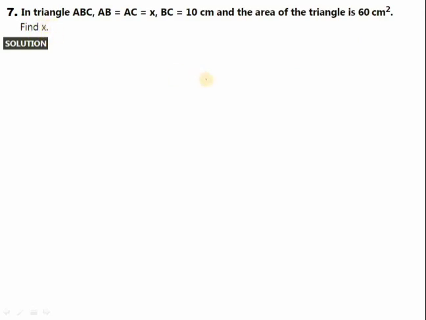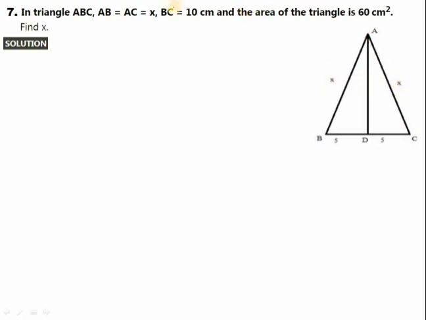See, there's a triangle given to you where AB and AC, both of them are given to be X, and BC is given to be 10 centimeter. If you look at this diagram, from here to here is 10 centimeter. All right, fine. So you need to find the area of the triangle.